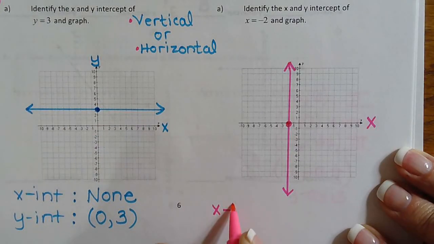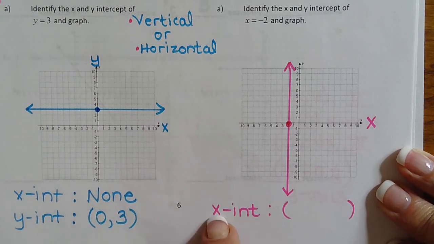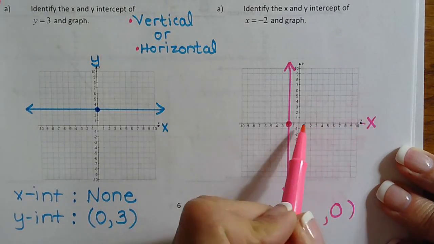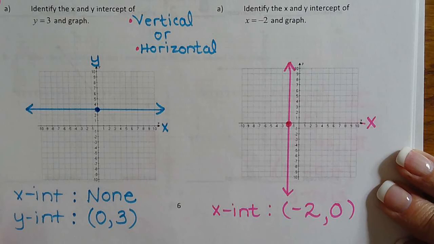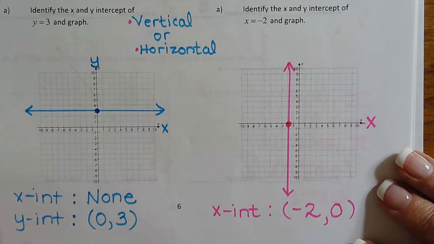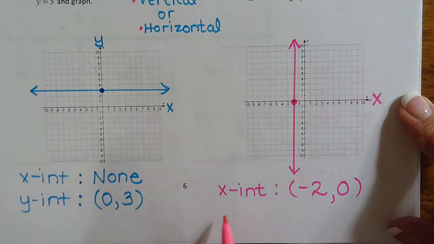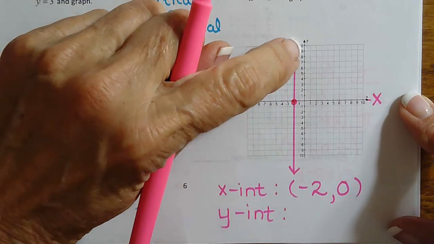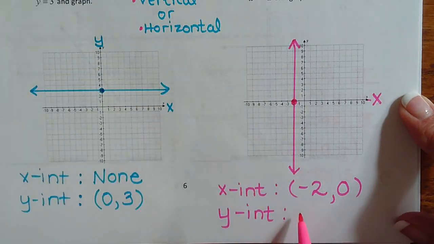The x-intercept, I know, always has y equals 0, so I can go ahead and put that in. And I look on the x-axis and I see it crosses the x-axis at -2. So the x-intercept would be (-2, 0). The y-intercept: I look at the graph and I go, well, that pink line never crosses through the y-axis. So since it never crosses through the y-axis, I write none.